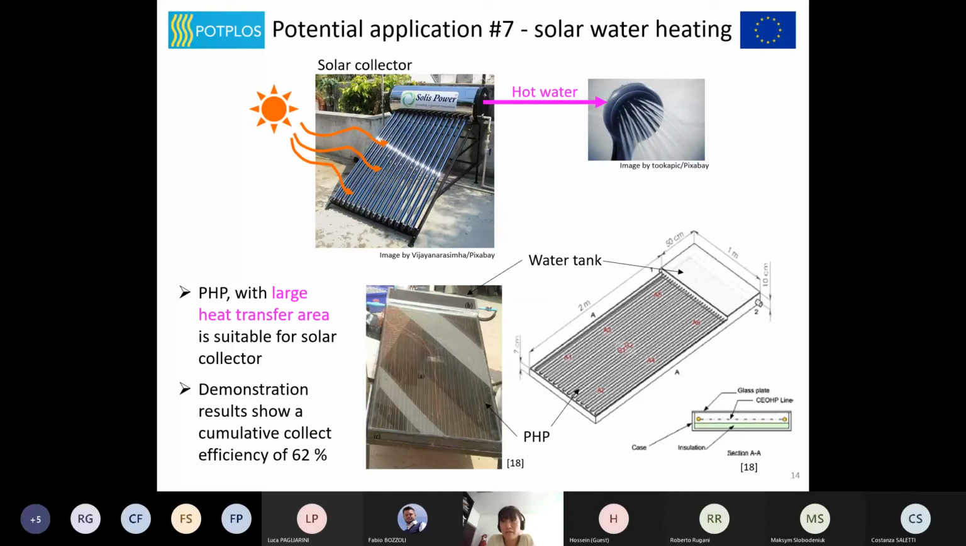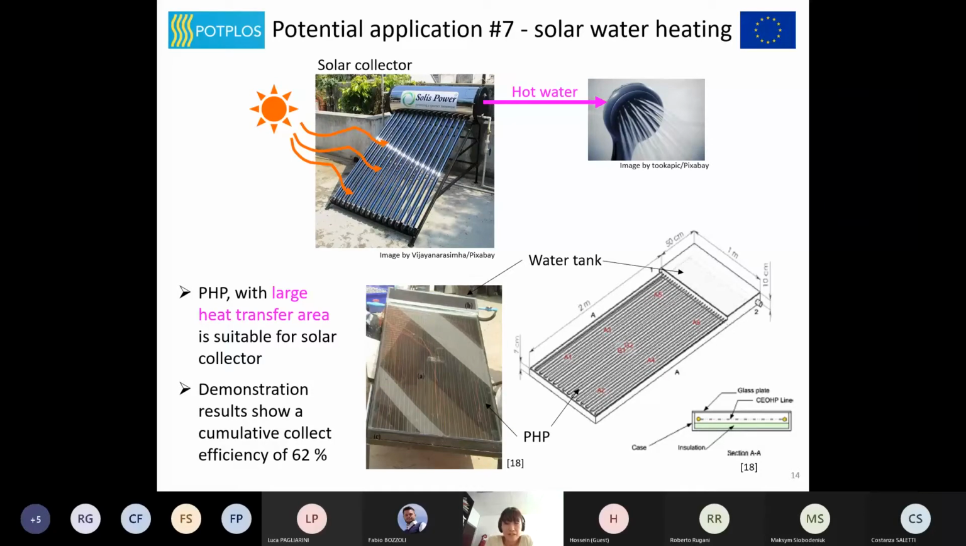Solar water heating is a system that uses solar energy to warm up the water for daily use. In this system, a large plate called a solar collector receives solar heat and warms up the water. The hot water is stored in a tank above the solar collector. The images show a 2.5 meter long PHP proposed as a solar collector.